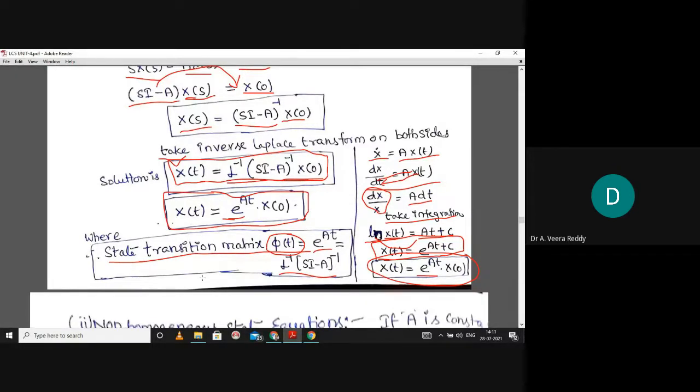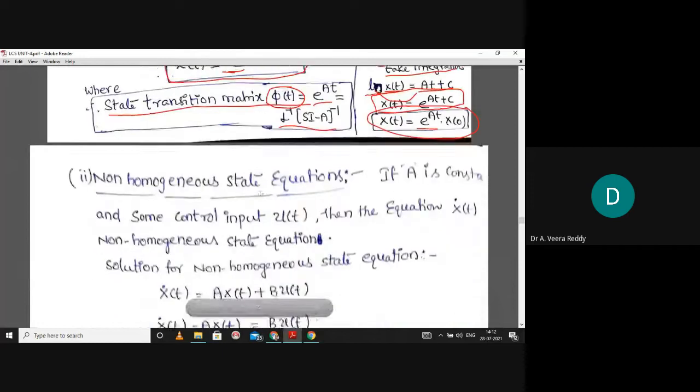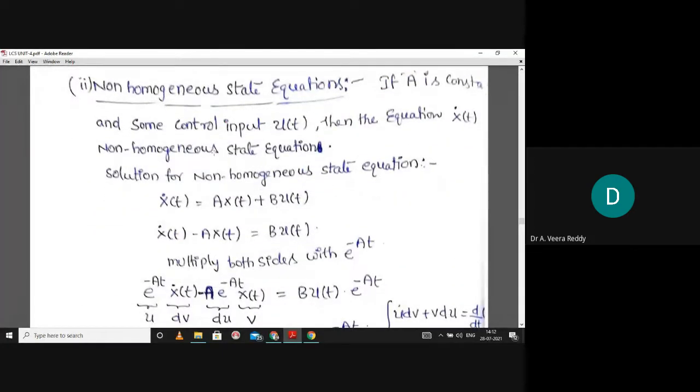They will ask you the question, obtain the state transition matrix from the state equation. So the state transition matrix phi of t equal to e power at equal to L inverse of sI minus A whole inverse. Or they may ask you simple problems. The STM is very important, and also the properties of the STM are very important. In short form we call it STM, state transition matrix, right?